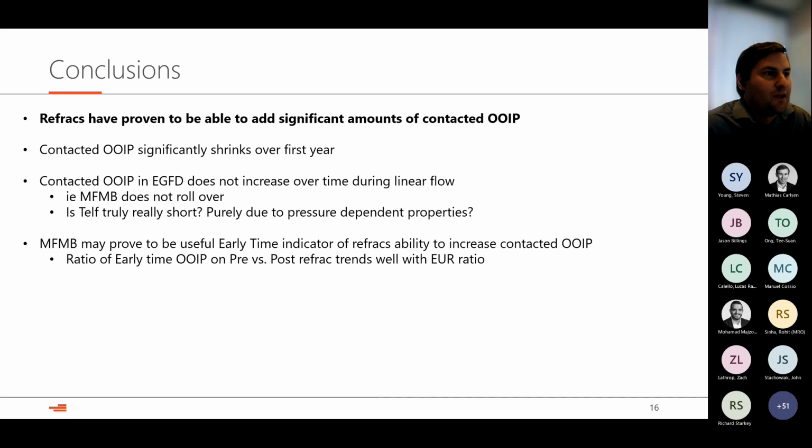So we do not see that multi-phase FMB rolling over, as I've shown before, but we are excited that this multi-phase FMB process does look like it's going to do a good job of giving predictions for what our pre and post EUR ratio will be, and we'll be able to use that with just a small amount of data to forecast out the results of the refract.